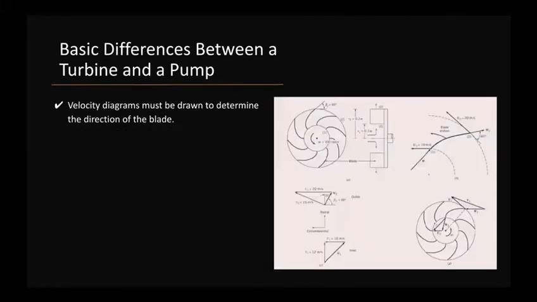So in order to classify between a turbine and a pump, we must look at velocity diagrams to determine the direction of the blade. This illustration is taken from the book, where they're trying to figure out what type of device is given in the problem. They're using the given inlet and outlet velocities as well as the angular velocity to determine the velocity diagram and what direction the blade is going in. So as you can tell from the velocity diagram and the other illustrations, this is in fact a pump.